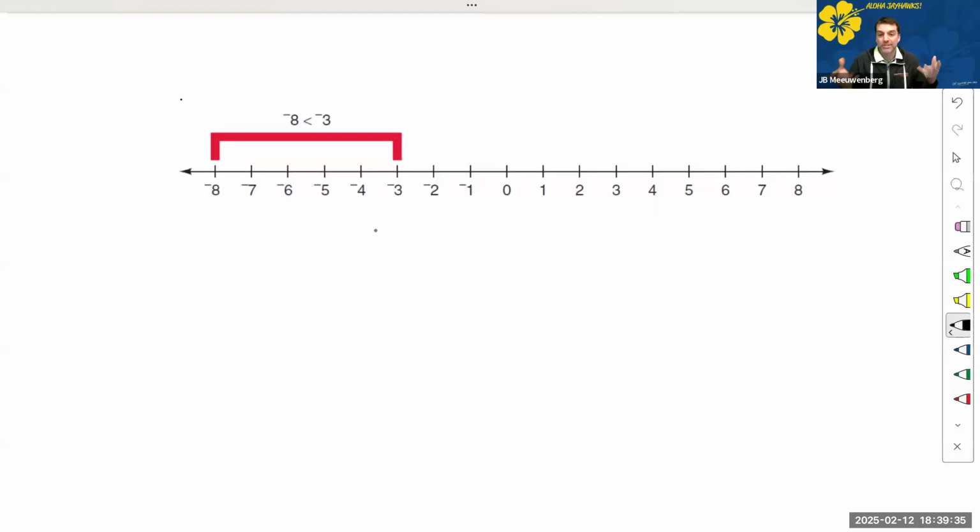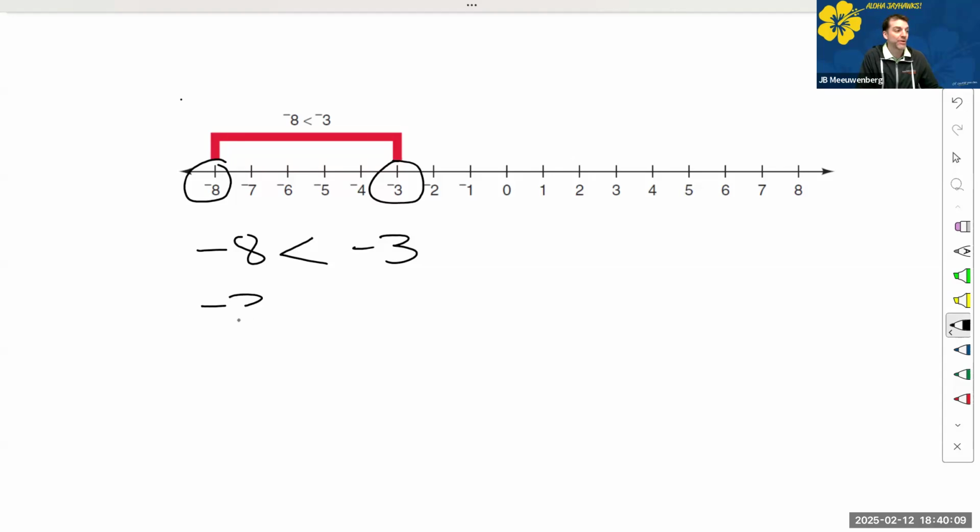There's always going to be a number in one spot and another in another spot. And one of them is always going to be bigger than or greater than the other, and the other one's going to be less. How do we know? Well, whatever number is on the left is always going to be less than the number on the right. And whatever number is on the right is going to be greater than the number on the left. If we're comparing -8 and -3, we can say -8 is less than -3. This symbol means is less than. We could also flip it around and say -3 is greater than -8. Both of those statements are true.